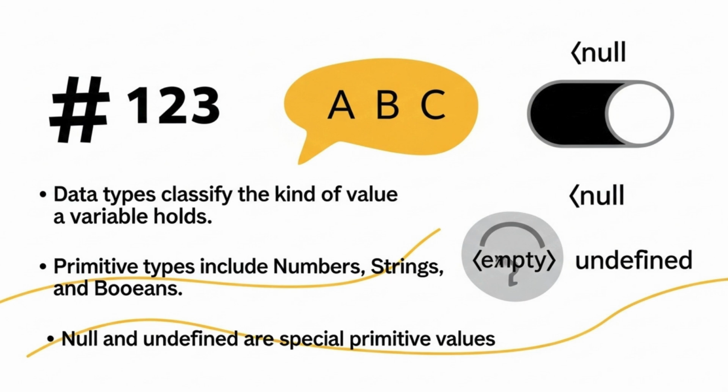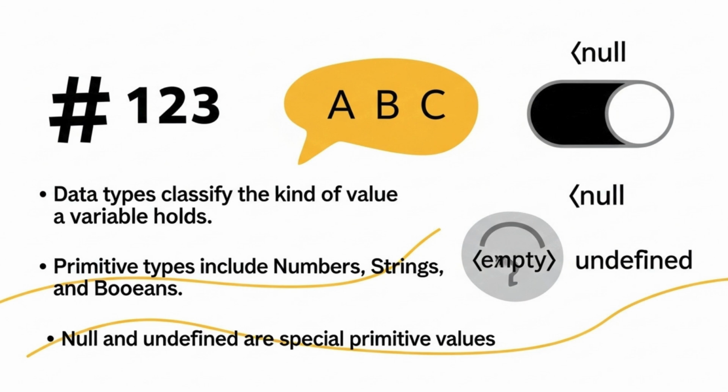First up, we have numbers. This type handles all numerical values, whether integers like 42 or decimals like 3.14. You can perform arithmetic operations on them. Next, we have strings. Strings are used for text, anything from a single character to full sentences. You define strings by enclosing the text in quotes, for example, "hello world". Then there are booleans. This type represents a truth value, either true or false. Booleans are incredibly important for making decisions in your code, like is the user logged in?